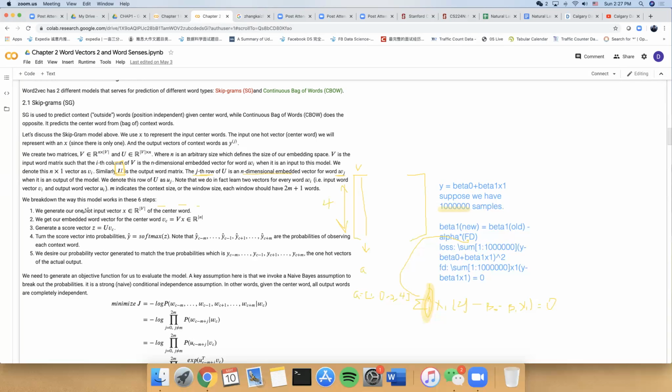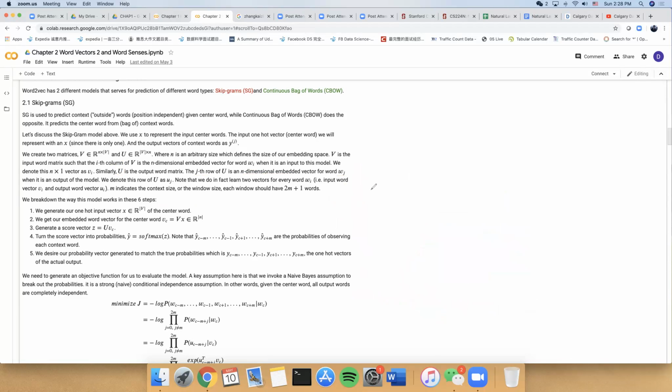So what do we do here? First, we generate our one-hot input vector for a center word. So how do we actually generate it? First of all, let's construct a word matrix. This matrix has all the words, and this is called X. For example, this is word 1, this is word 2. Each column is a word, and so on until word n.